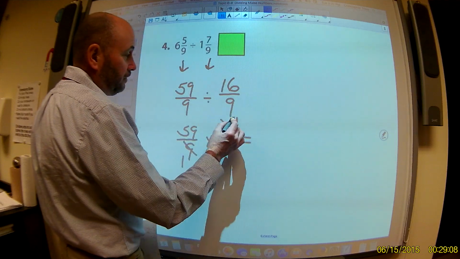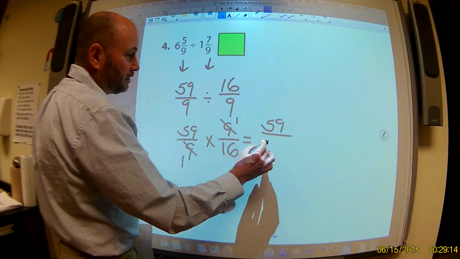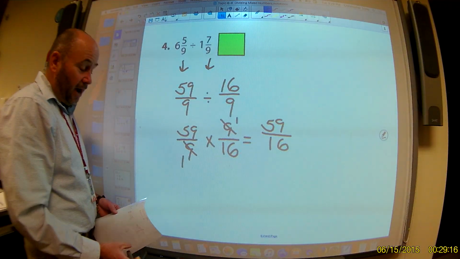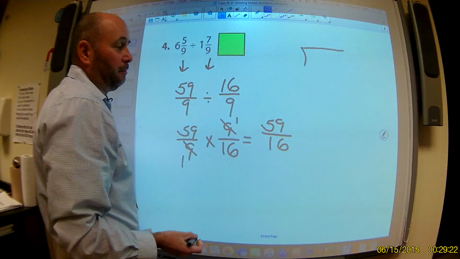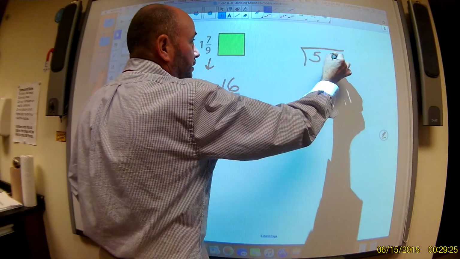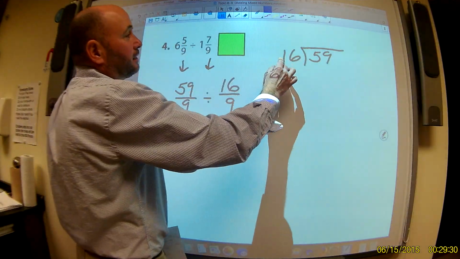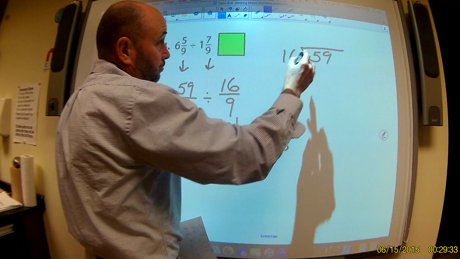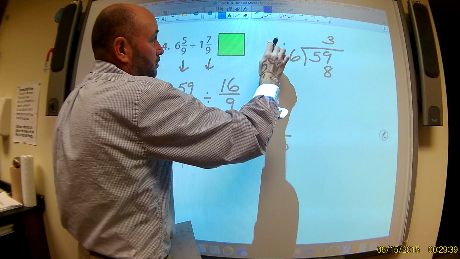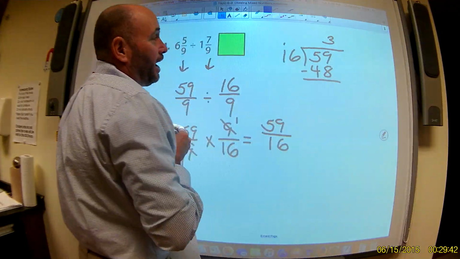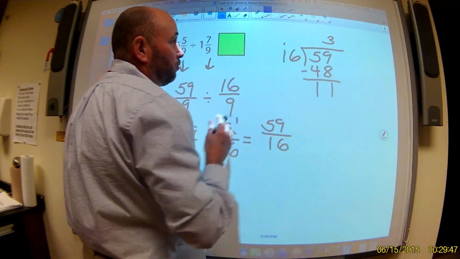59 times 1 is 59. 1 times 16 is 16. We now have an improper fraction, so we would divide to get our mixed number. Numerator is the dividend. Divisor is our denominator. 16 will go into 59 a total of 3 times. 3 times 6 is 18, carry 1. 3 times 1 is 3, plus 1 is 4. So we now have 9 subtract 8 is 1, 5 subtract 4 is 1.